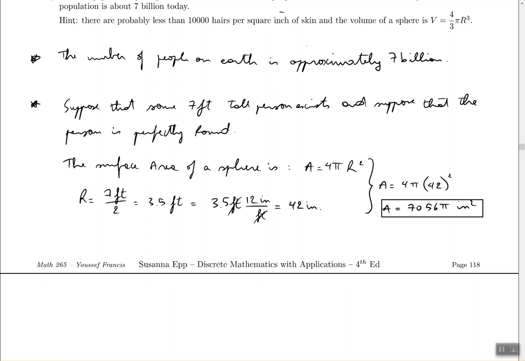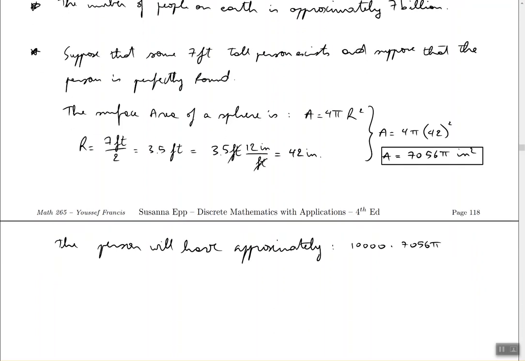Now, each square inch of skin has about 10,000 hairs. So let's figure out how many hairs there are by multiplying the two numbers. So the person will have approximately 10,000 times 7,056 pi hairs. Okay, so let's estimate what this amount is.